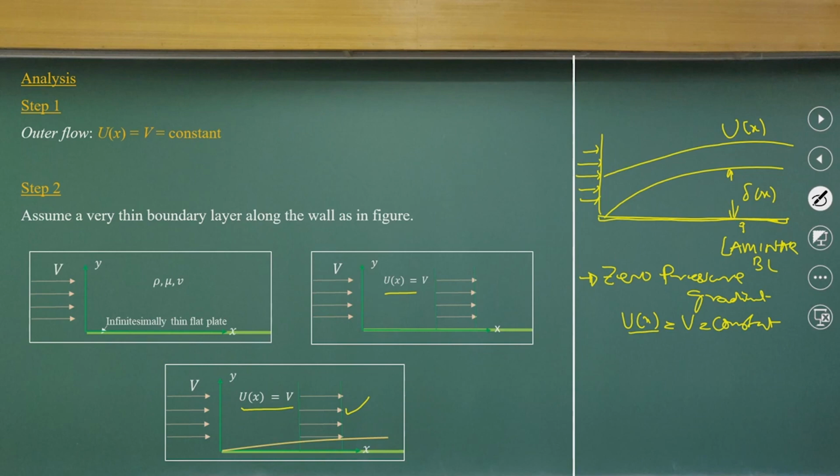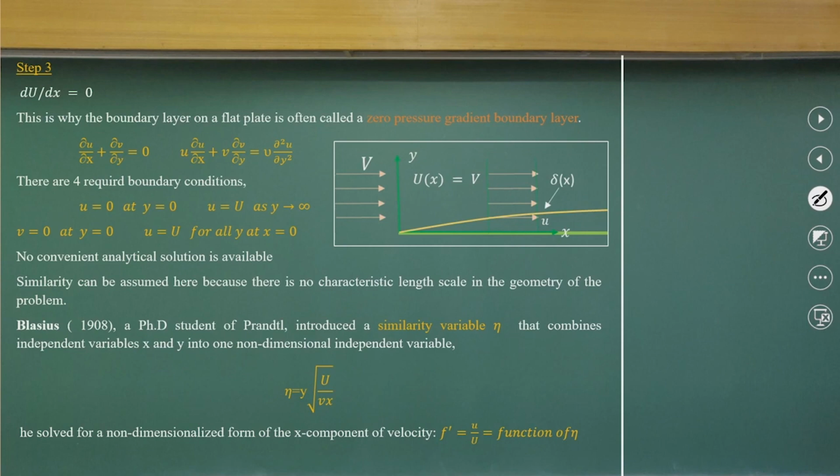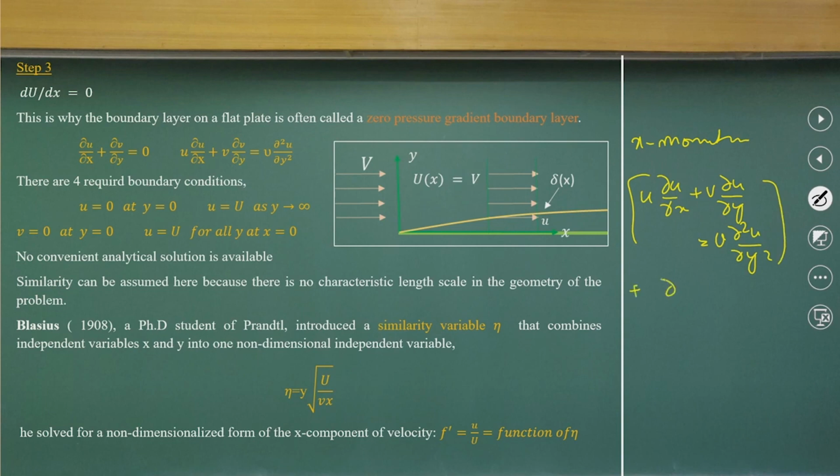Now, as we have the zero pressure gradient concept as a simplification, the x momentum equation is further simplified: the convective terms are equal to the kinematic viscosity times del square u by del y square. This is further supplemented with the continuity equation, del u by del x plus del v by del y equal to 0. So, these equations need to be solved.